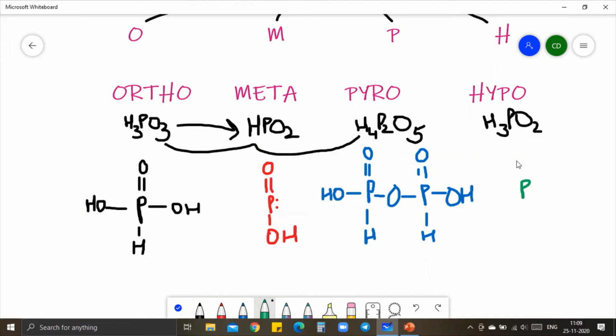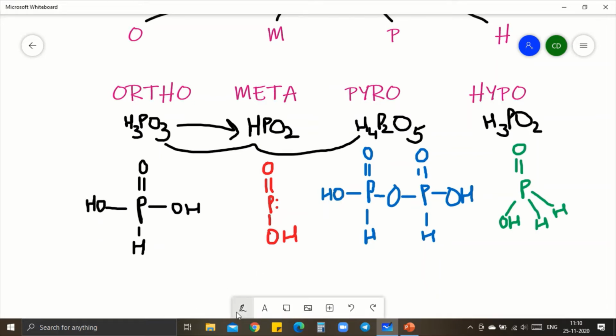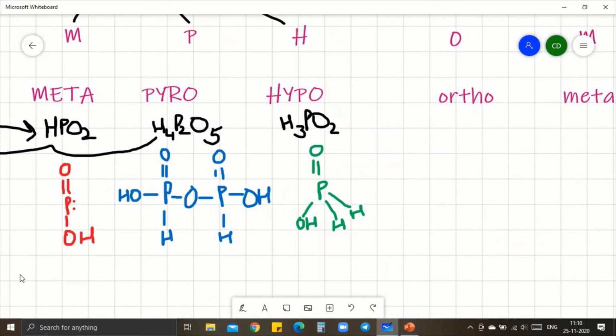Coming to hypo, one P double bond O, one OH, okay, two oxygens are completed. H and H. So it's hypophosphorus acid. Now let's go into phosphoric acids.